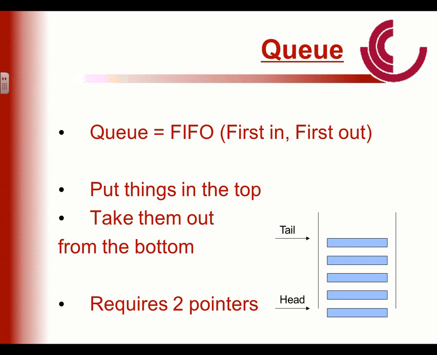Where you put things at the top and take them out from the bottom. But this requires 2 pointers, where you have a head and a tail. How do they work? I'll show you in a moment. If you can bear the suspense.